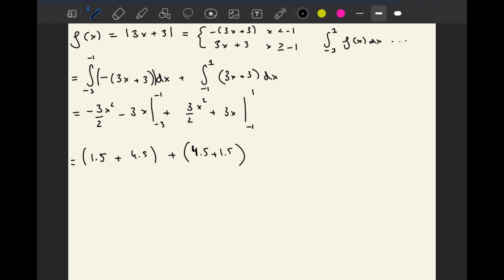And what we end up with is 1.5 plus 4.5 plus 4.5 plus 1.5. And this is just 6 plus 6. And what that gets us is 12. So our final answer is going to be 12. And this is the definite integral of this function, ranging between negative 3 and 1.